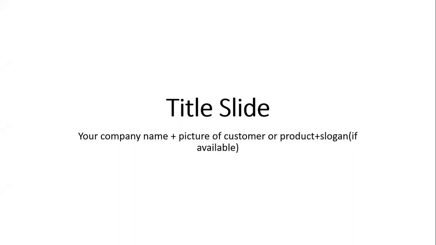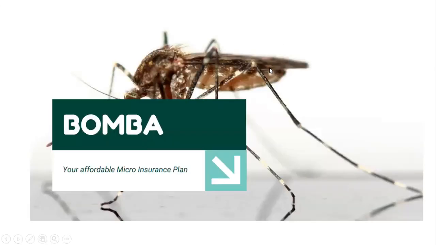Okay, so the title slide really introduces, so it needs to be catchy, it needs to be nice, it needs to be good. Okay, so an example, you can see this. Let me just... okay, so this is a very nice intro slide. As you can see, they call it BOMB, Affordable Micro Insurance Plan. Very brief, very direct, and somebody can easily get, wow, interesting. Okay, so that is something that I would encourage. So that's an example of a title slide.